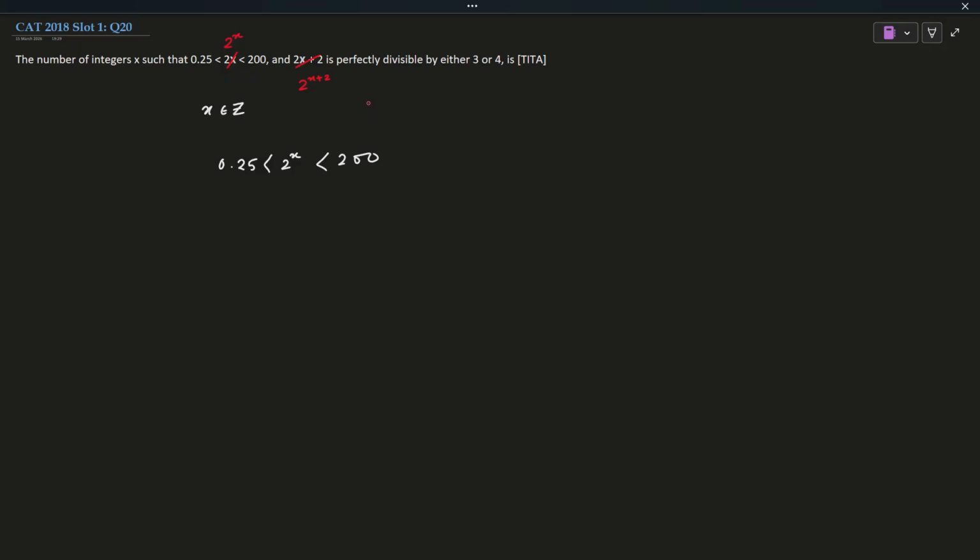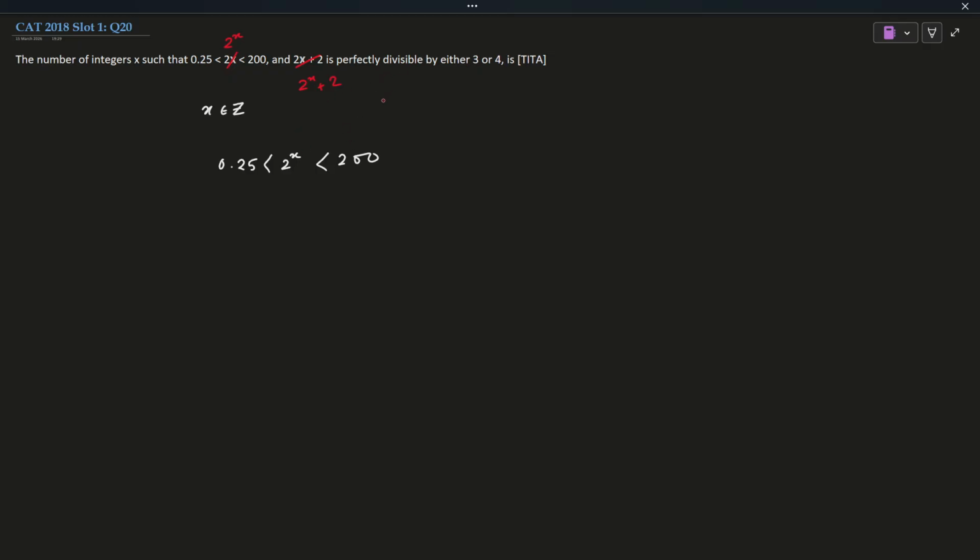Just a minute, guys. I will just confirm the question. Just give me a minute. Okay, guys. So this will be 2 to the power of x plus 2, and this will be 2 to the power of x. This is the correct question.